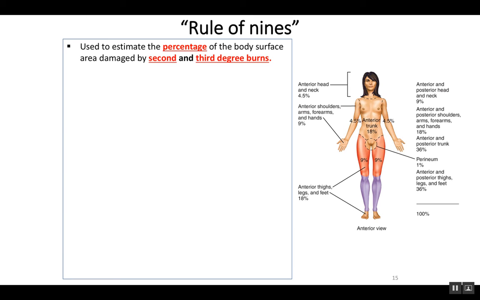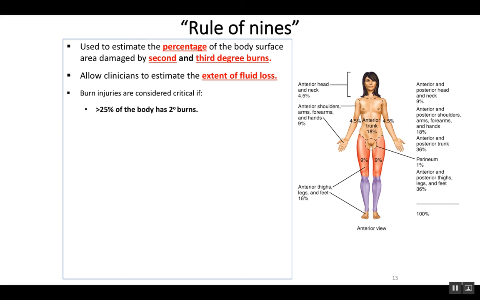The rule of nines is used to estimate the percentage of the body surface that might be damaged by second and third degree burns. We do not include first degree burns because first degree burns don't have the impact on the hydration of the patient like second and third degrees do. The reason why we do that is to determine the extent of fluid loss. So again, the most important thing is to try to determine how much fluid has been lost and therefore replace those fluids and electrolytes by IV.